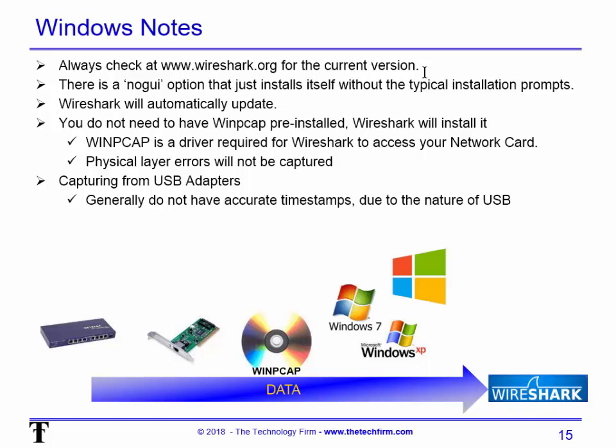When it comes to installing Wireshark, there's a no GUI option. I'll show you that in another slide. And that will install Wireshark without all the installation prompts, which is extremely helpful when you try to install Wireshark on a customer's machine and you don't want them to have to go through all the installation screens. The other one is Wireshark will automatically update if everything works, right? So if that does work on your system, then you're good to go. But for whatever reason, if you don't see an update for a year or two or whatever, please check wireshark.org and get the current version.